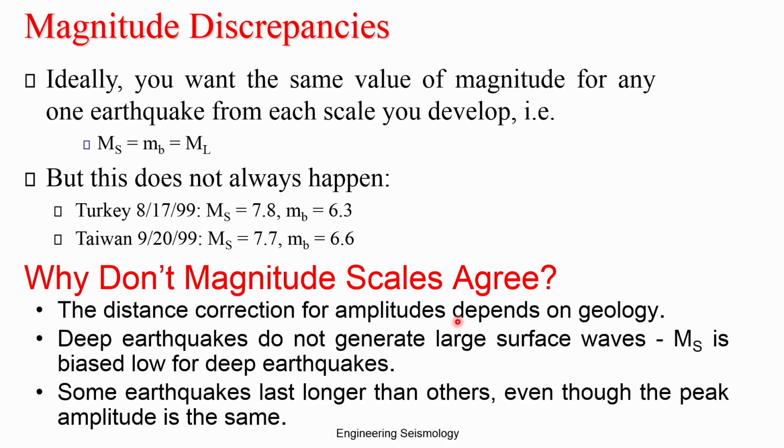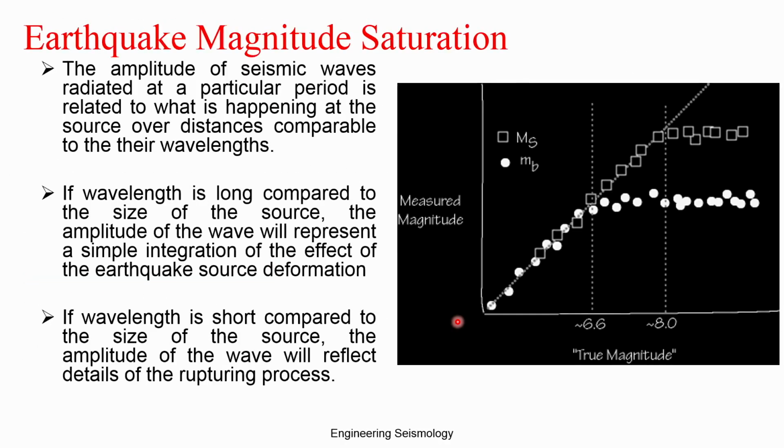People tried to get this information and see that the estimations are not in the saturation zone but in the non-saturation zone. This is how you can see the different magnitudes, the true magnitude and the measured magnitude. You can see that these magnitudes, particularly MS and MB, become constant after reaching some point, each with its own constant value.